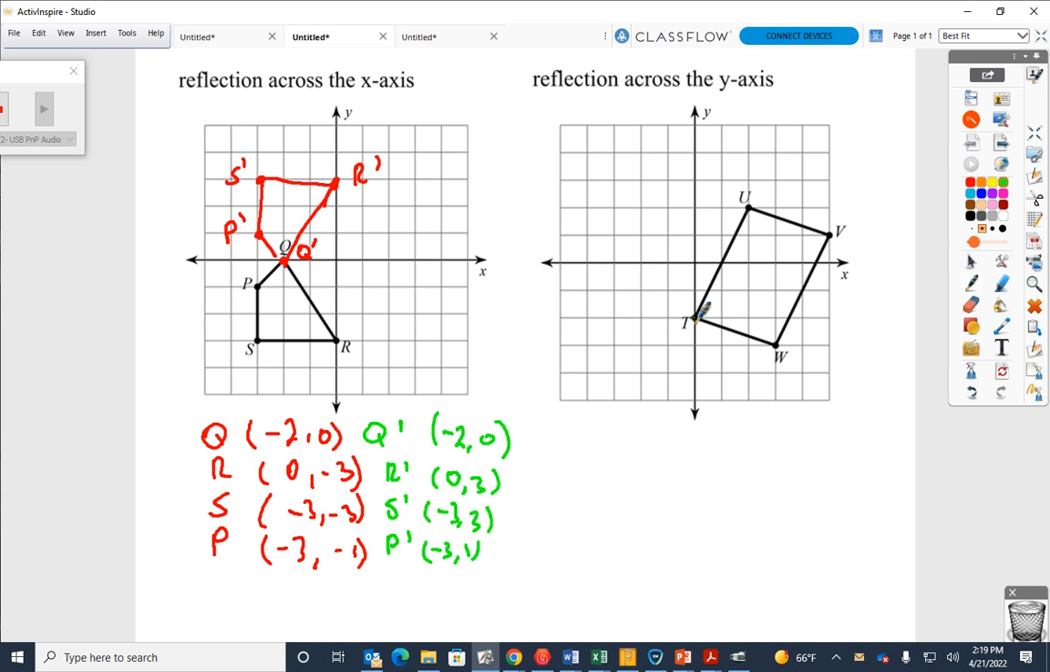What should this look like? I'm not going to go through it. We're not reflecting over the x-axis, we're reflecting over what? The y-axis. So in this one, the x is opposite, and the y is the same. Now you can write all the coordinates. I'm not going to ask you to write the original coordinates today. I want you to write the reflected coordinates, reflected points.